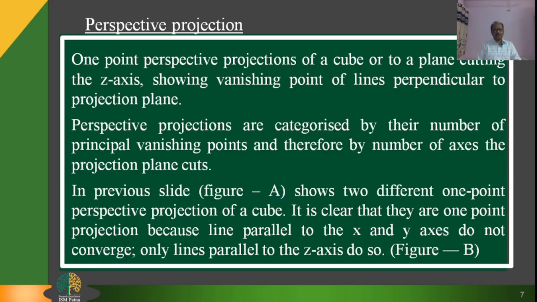Perspective projections are categorized by their number of principal vanishing points and therefore by the number of axes the projection plane cuts. As in the previous figure, you have seen two different one point perspective projections of a cube, and now it is clear that they are one point projections because lines parallel to the x and y axis do not converge, only lines parallel to the z axis do so, as in figure B.